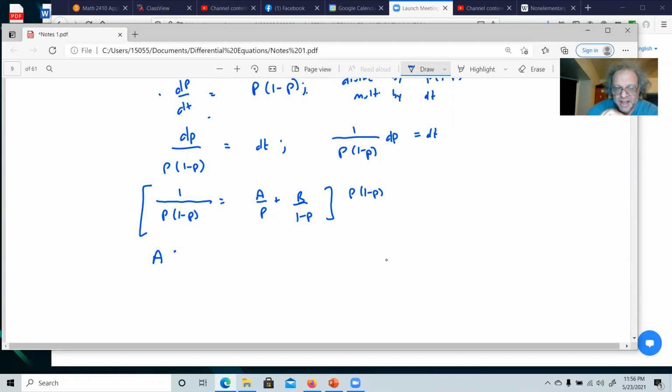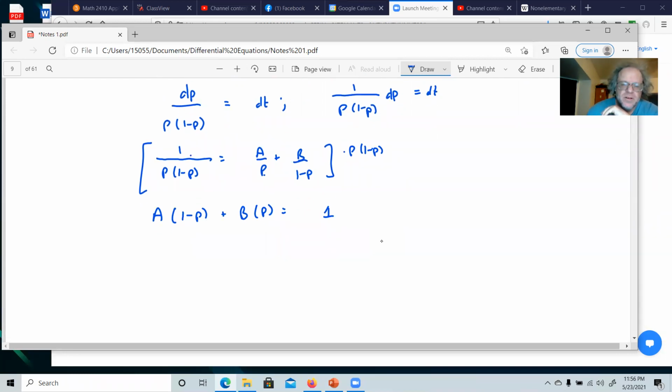So we have a times 1 minus p plus b times p is equal to 1, right? We multiply through by this. These 1 minus p's cancel, so we're just going to have bp. The p's cancel, we're going to have a times 1 minus p. Okay. So we have a minus ap plus bp is equal to 1.